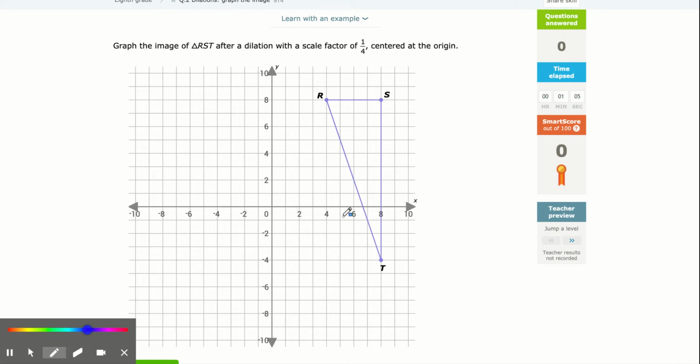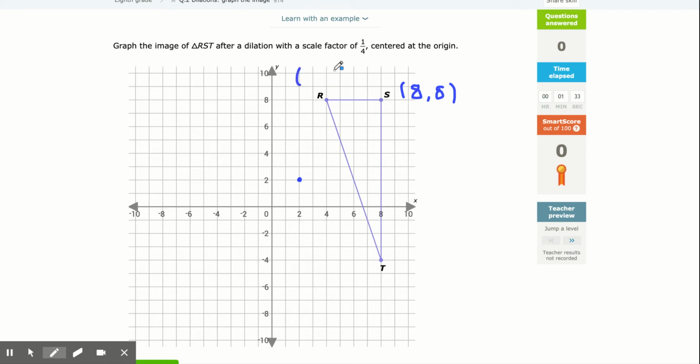I want you to realize that what we're going to do is take every point. Let's take this point S that has an X value of 8 and a Y value of 8. And what we do is we take 1/4 of both those values. So 1/4 of 8 is 2, and 1/4 of 8 is 2. So this point right here is going to be the new point for S.